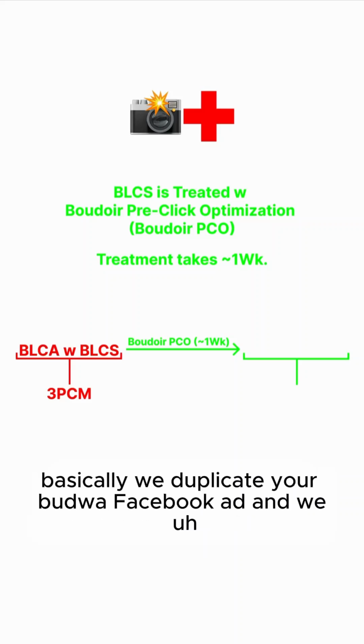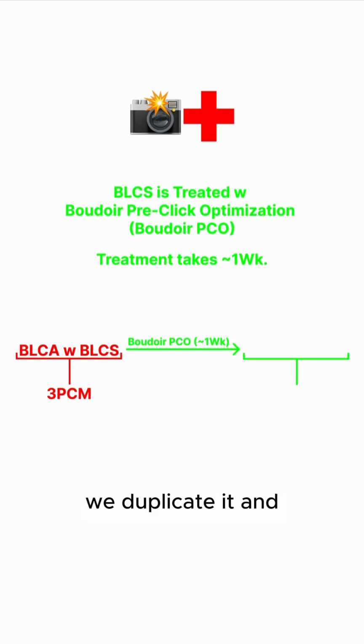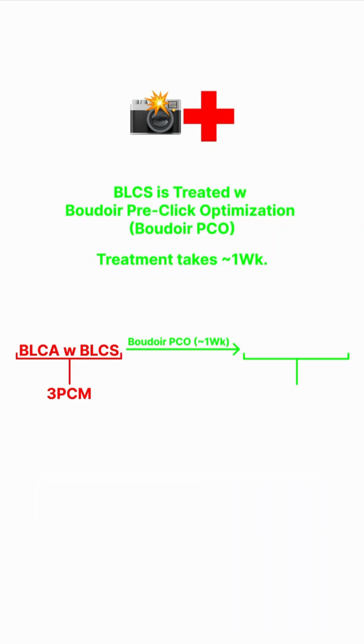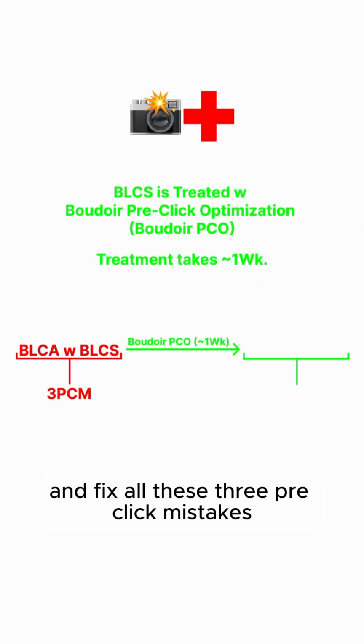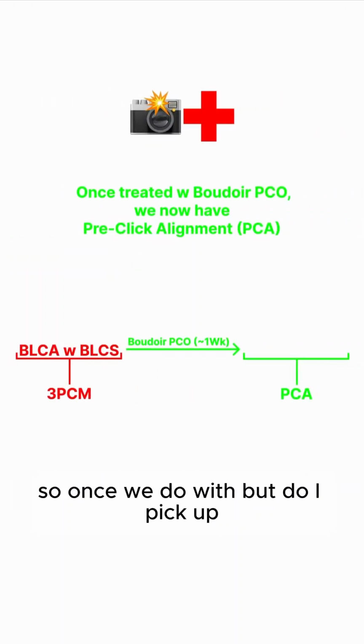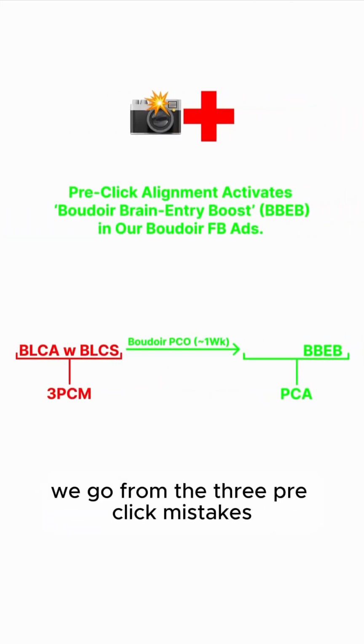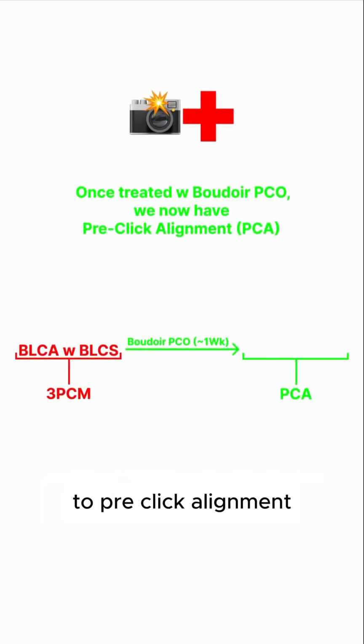Basically, we duplicate your Boudoir Facebook ad, and we treat the duplicated ad with Boudoir Pico. We leave the original. Treat the Boudoir Pico ad and fix all these 3 pre-click mistakes. So once treated with Boudoir Pico, we now have pre-click alignment, PCA. So we go from the 3 pre-click mistakes to pre-click alignment.